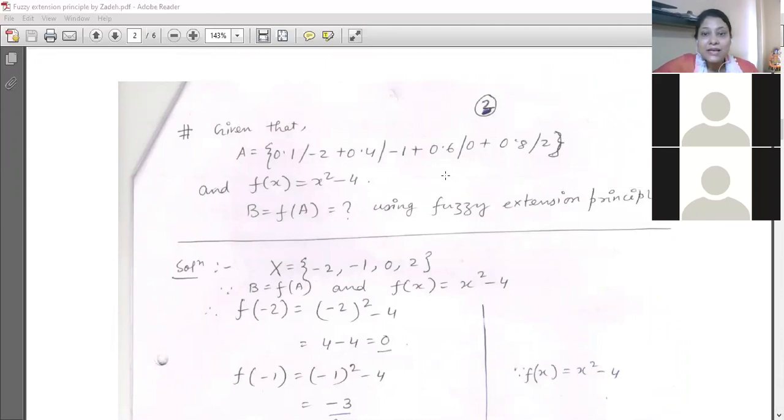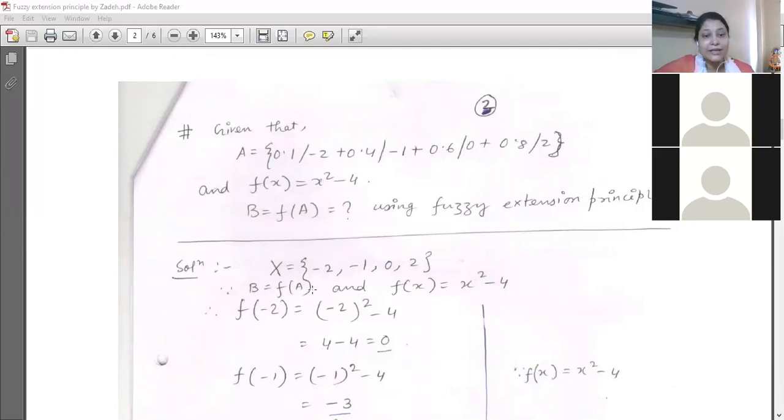Basically we don't have -1 here. We only have -2 and 2, but we have two distinct values, -1 and 0. This can be 3 and 0 as well. So basically we have f(x) equal to x square minus 4. In the previous problem, we had only x square. Here we have x square minus 4. And now we are going to compute B equal to the function of A.